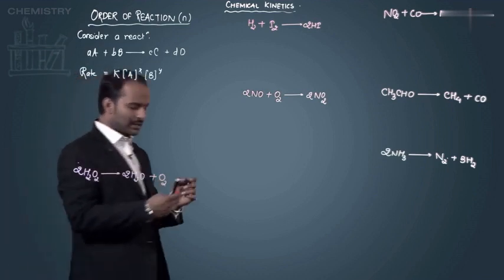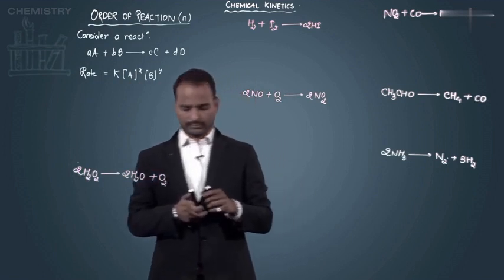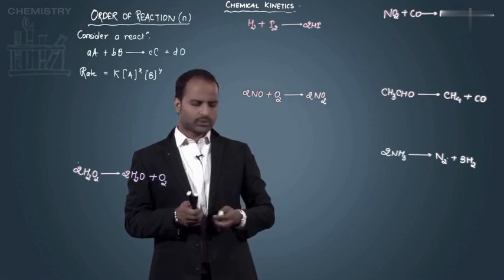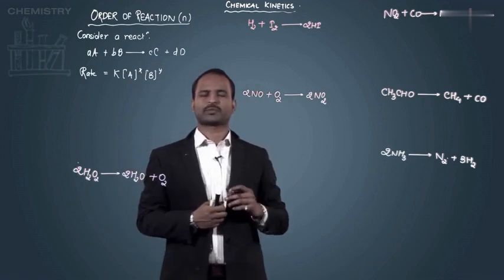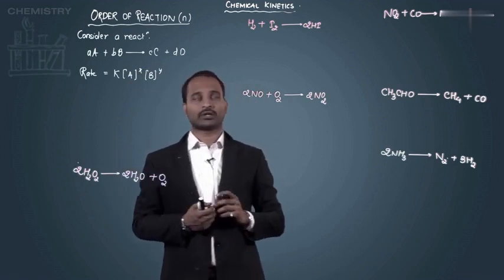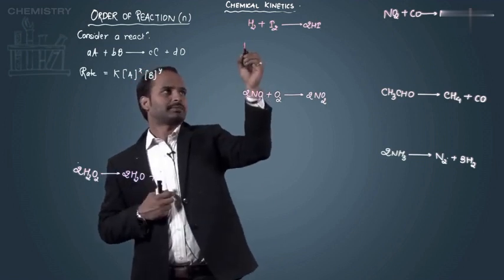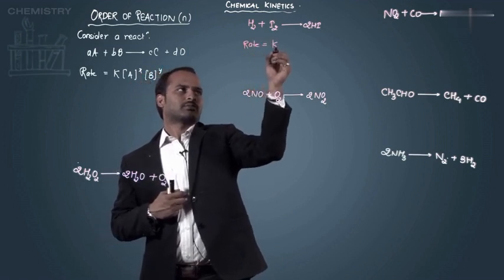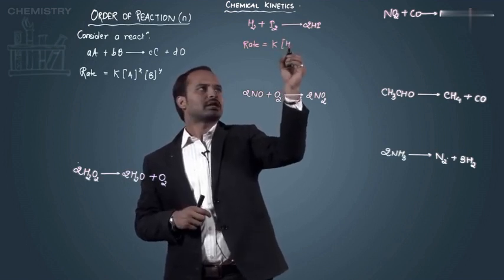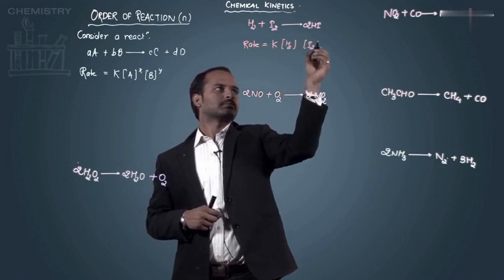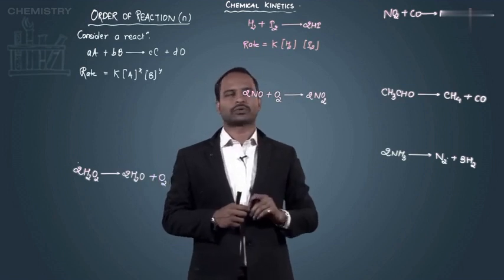So we have certain reactions, and let's write the rate law for each. The first one is H2 plus I2 gives 2HI. Rate law means an experimental equation which tells us the relationship between the rate of reaction and the concentration of reactants. While writing a rate law, we know there will be a rate constant, K. We have two reactants, H2 and I2. So we can write only this much: rate is equal to K into H2 into I2.